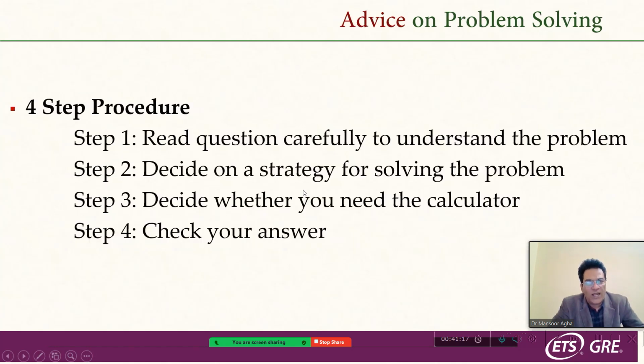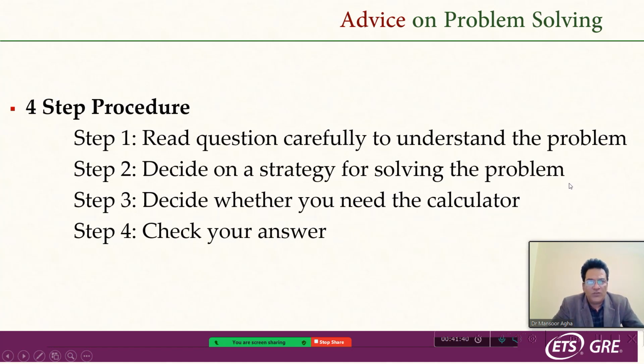If we look at advice which you would possibly give to a student for doing well on problem solving questions, then that advice is that you need to follow a clear 4-step procedure where you read the question carefully to understand what the real problem is. Then you decide upon a strategy for solving the problem. Remember, each question can be solved by several methods.